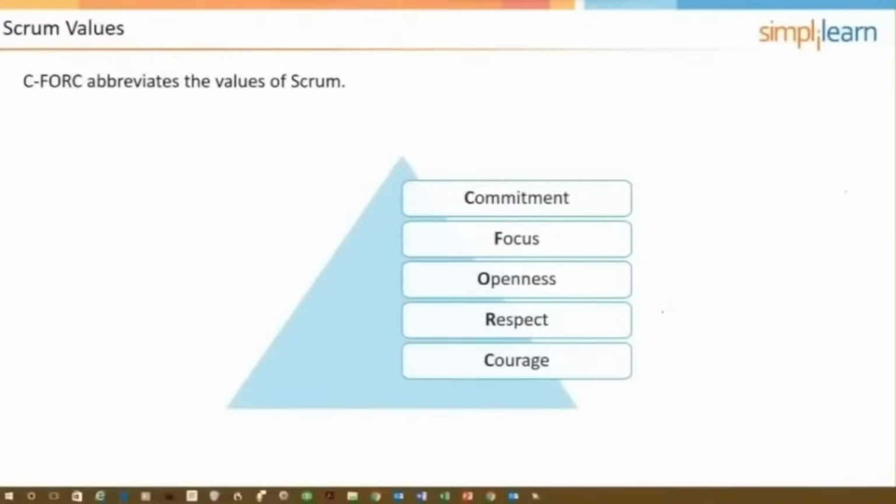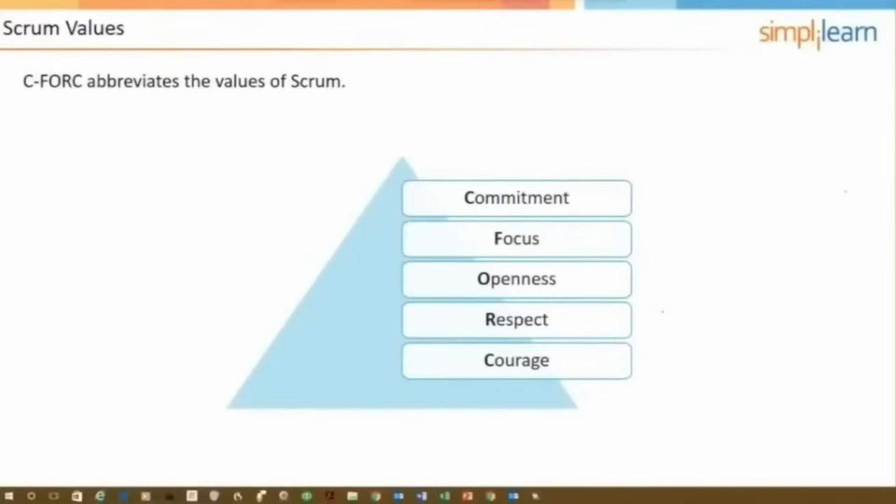So the first C is commitment. The next one, there are 4. F is focus. O is openness. Is that two N's or one? I don't know. Openness. We'll blame it on the marker if it's not right. R is for respect. And the last C is courage. And so there's your little chart right there.